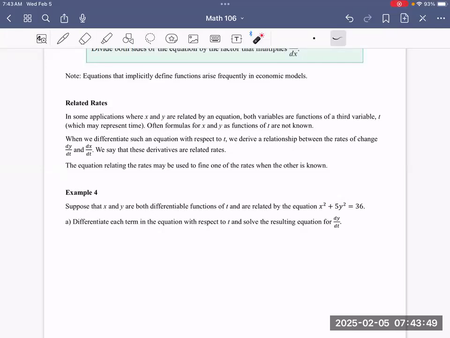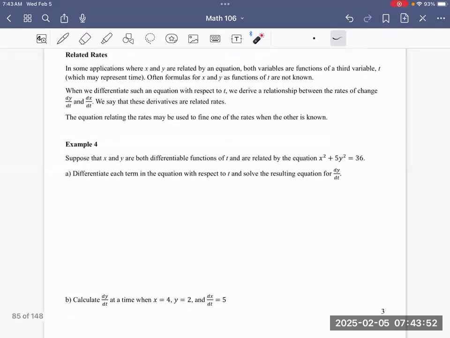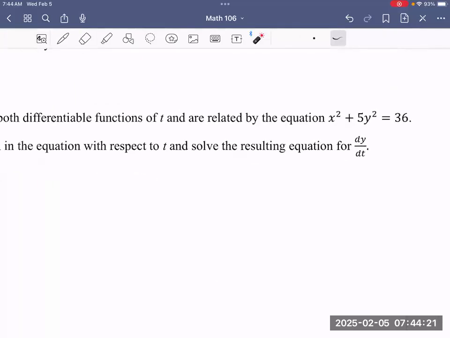So let's take a look at example 4. It says, suppose that x and y are both differentiable functions of t, so they both have some factor of t, and are related by the equation x squared plus y squared is equal to 36. At no point do you see the t variable here, but they do say in our example that they are differentiable with respect to t. So if we solve for dy/dt, let's go ahead and take a look at what that might be.